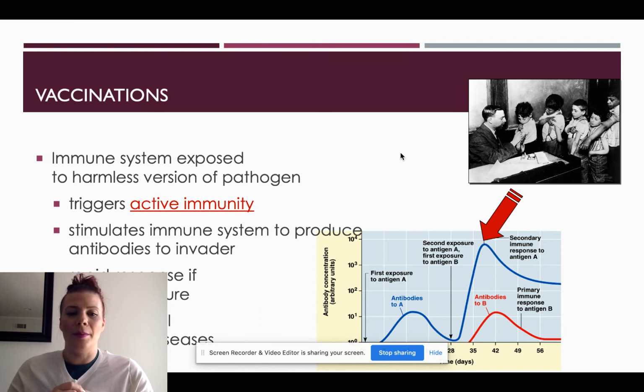Okay, it stimulates your immune system to produce those antibodies and to get those antibodies and memory cells prepped, just in case you actually do get exposed to the real deal. And if you do get exposed to the real deal in the future, we know that it's going to be stronger. You're going to have a strong immune response because you're going to have more antibodies built up.